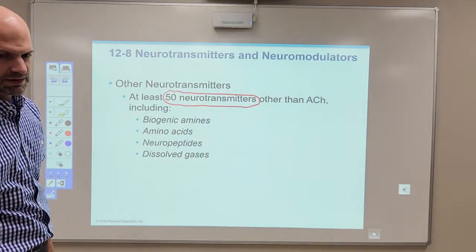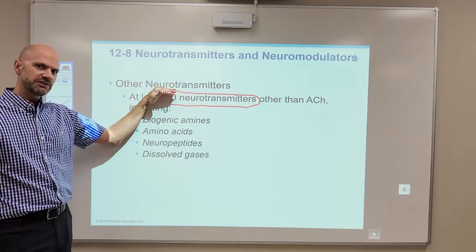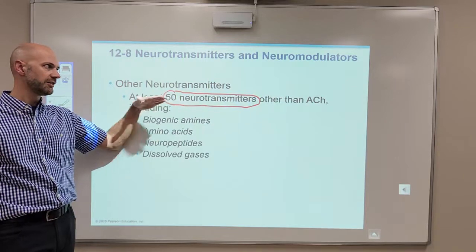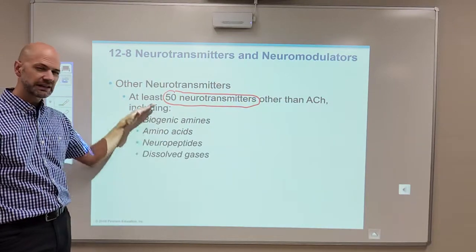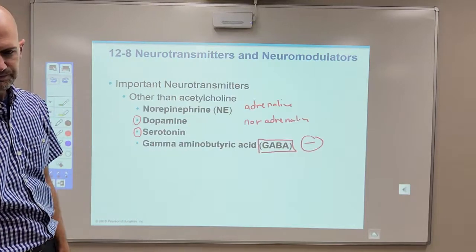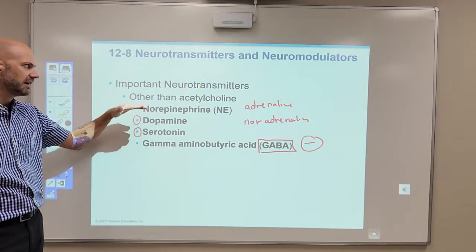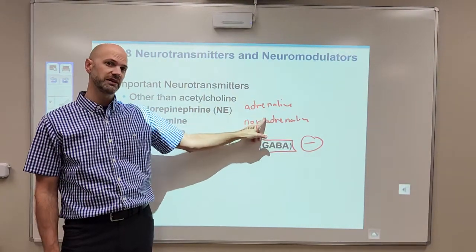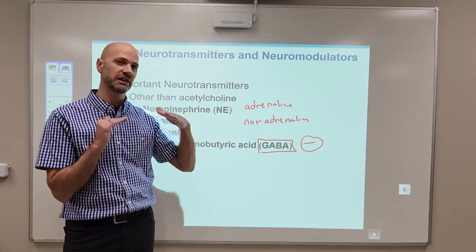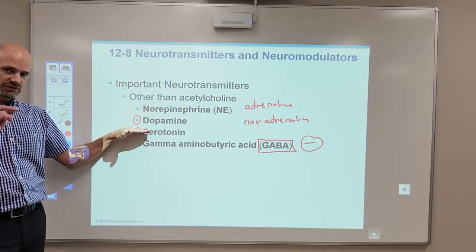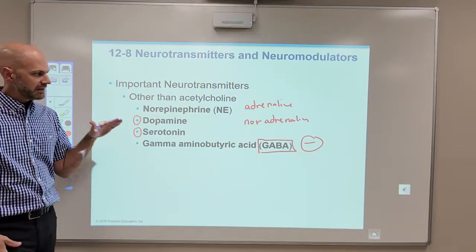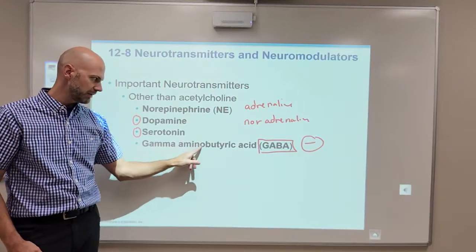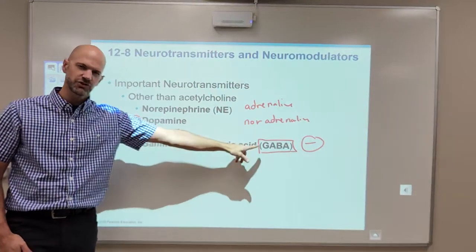But it rarely occurs. How many neurotransmitters are there in the body? Lots of them. Over 50 neurotransmitters other than ACh. These are all the different classes of neurotransmitters. These are some of the common ones that you're going to see: norepinephrine and epinephrine, otherwise known as noradrenaline and adrenaline. Adrenaline and epinephrine are the same thing; they're synonyms. Dopamine and serotonin; those are some big ones in the brain. And then GABA, gamma-aminobutyric acid is the long name here. We just shorten it to GABA.